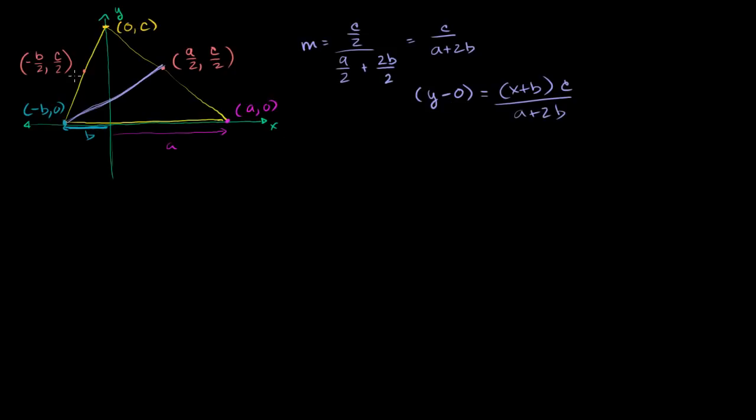Now let us do the same thing for this median right over here. Once again, its slope is change in y over change in x. So the change in y is c over 2 minus 0. So the slope here is equal to c over 2 minus 0, which is just c over 2, over negative b over 2.